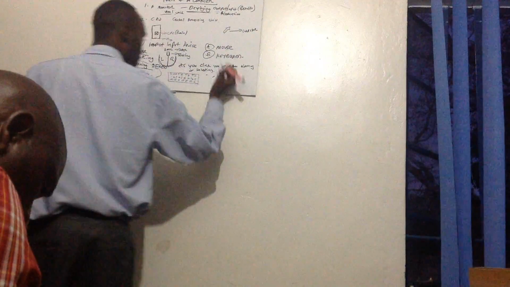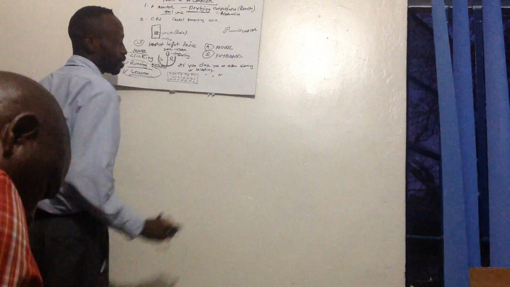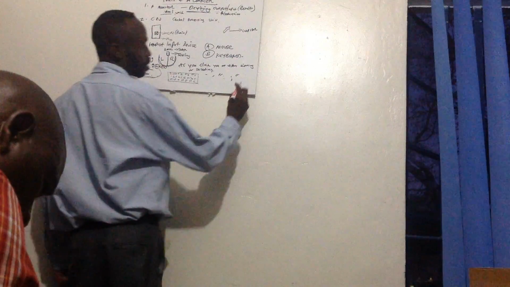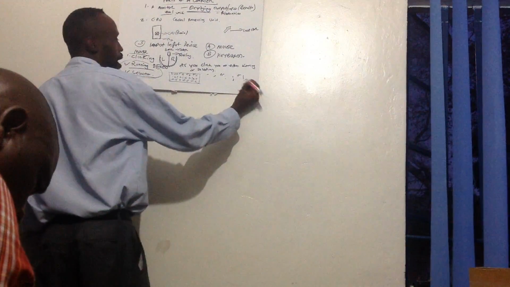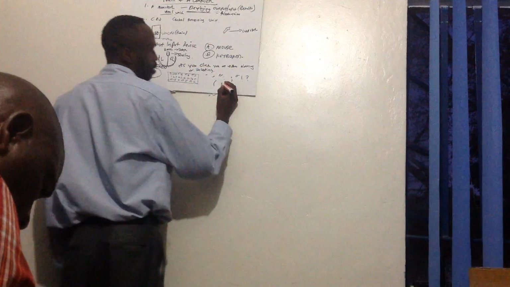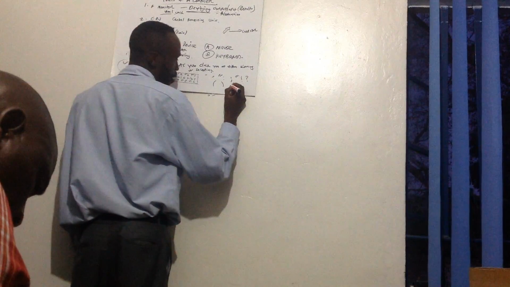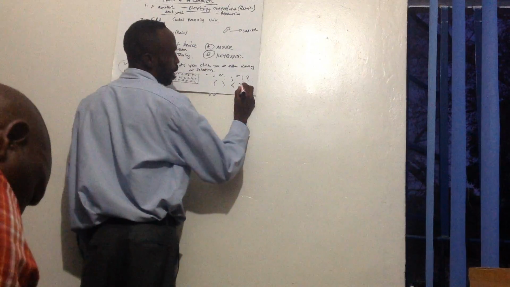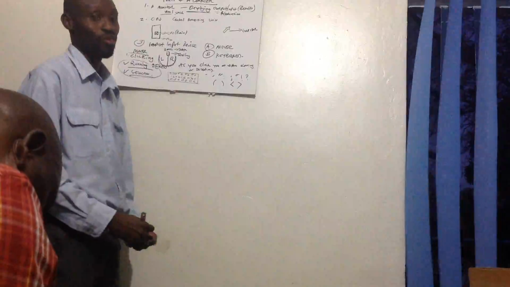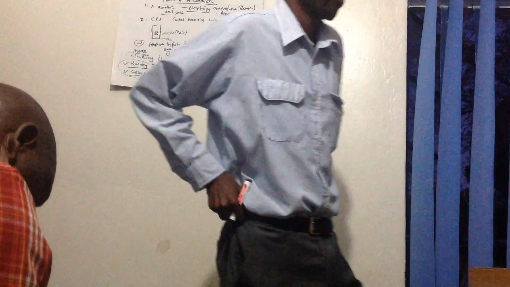Special characters like point, comma, colon, semicolon, quotation mark, exclamation mark, question mark, open brackets, close brackets, left angle, right angle. Are we together? Yes, sir.